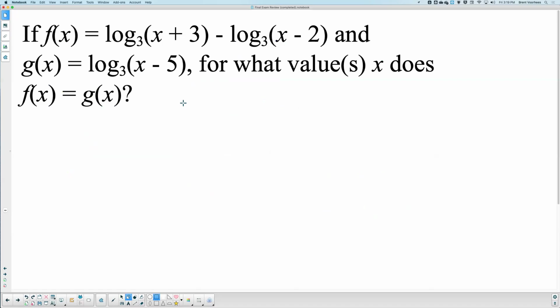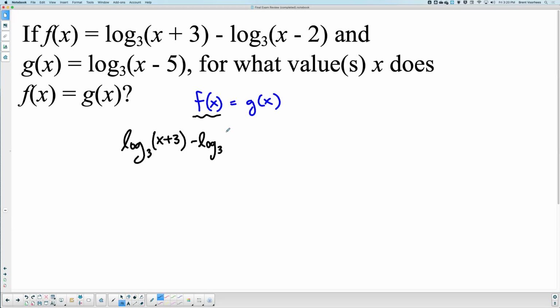And finally, let's wrap it up with this. If f of x equals log base 3 of x plus 3 minus log base 3 of x minus 2, and g of x equals log base 3 of the expression x minus 5, for what values of x does f of x equal g of x? To solve this, we need to substitute. So I am solving for when f of x equals g of x. The first substitution I'm going to make is, what in the world is f of x? Well, f of x is set up here. It is log base 3 of x plus 3 minus log base 3 of x minus 2.